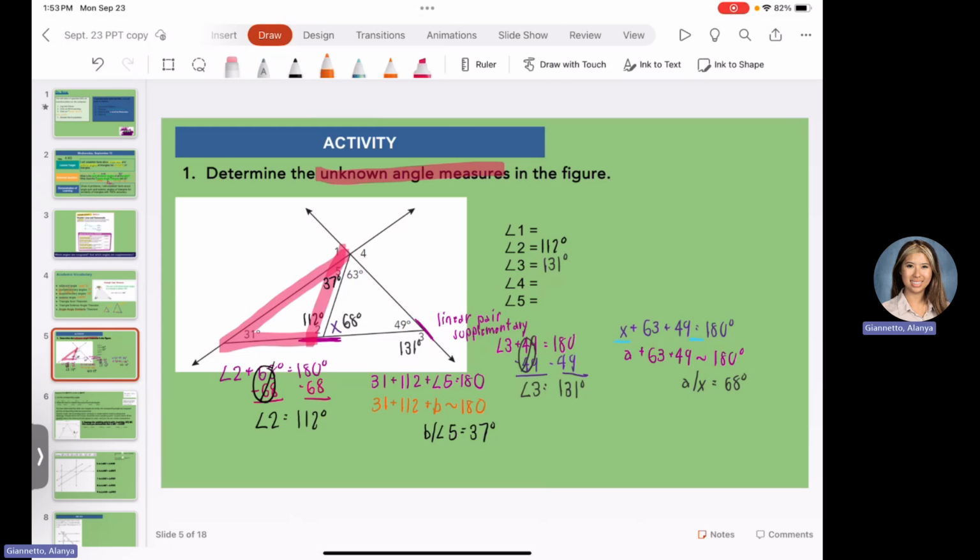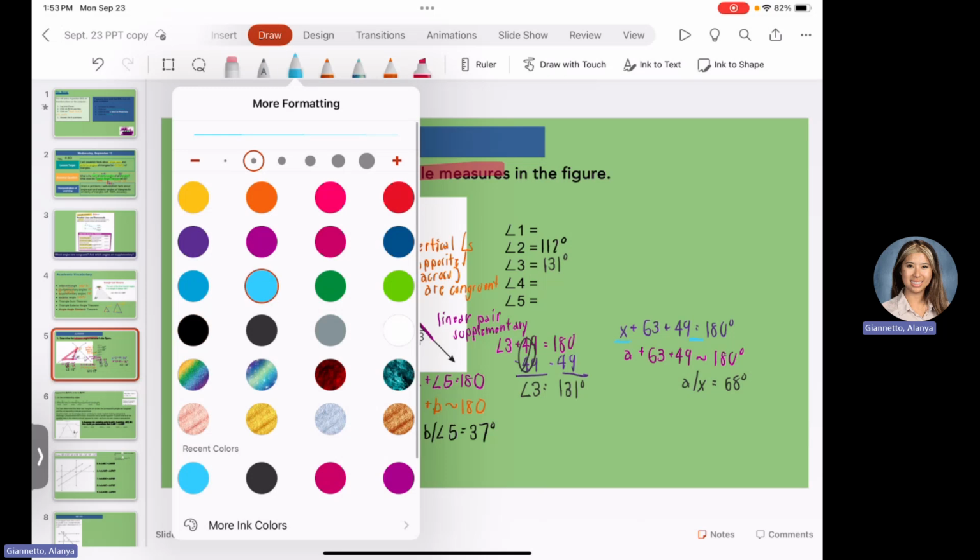Okay, so I want to remind us that angle 1 and angle 4 are vertical angles, right? Vertical angles are basically angles that are opposite of each other or across from each other. And vertical angles are congruent. That means they are the same. So whether we figure out angle 4 or 1 first, we know that the other one is going to be the same number.